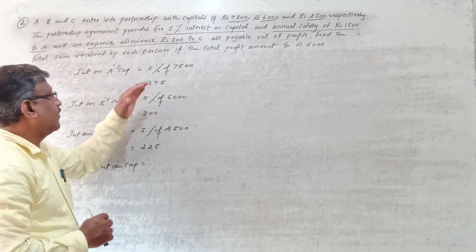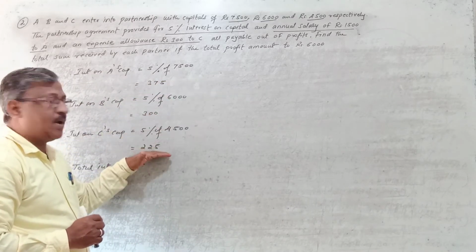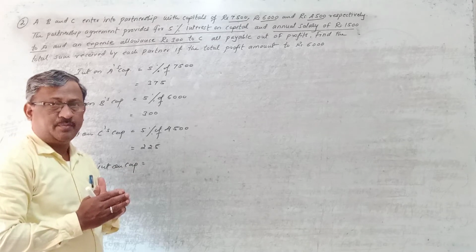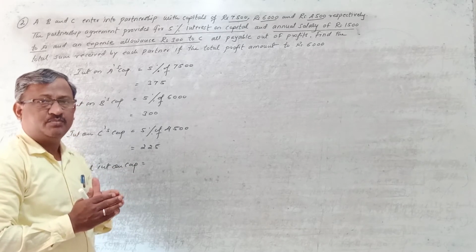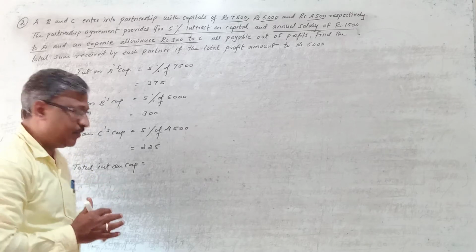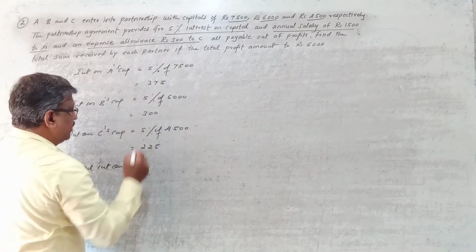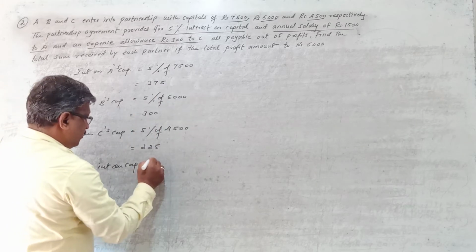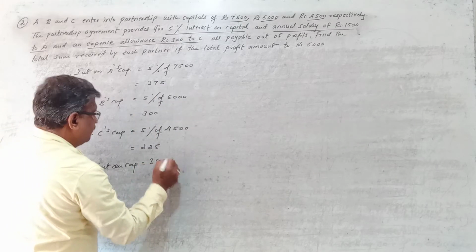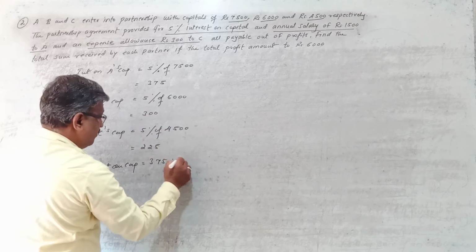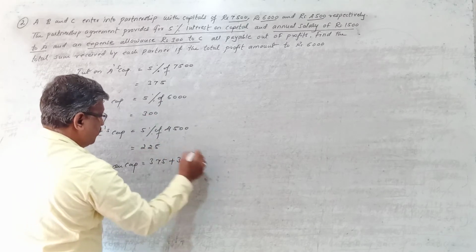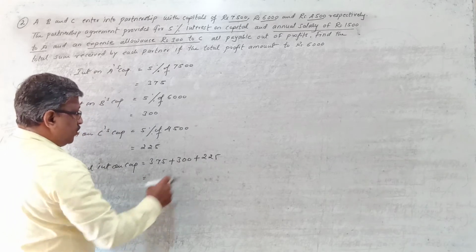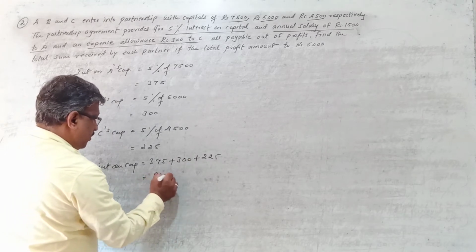So always after finding the interest on each partner's capital, you add the interest of each partner's capital, so you get the total interest. Means you will come to totally how much interest you have to pay from the profit. So let's add the interest on each partner's capital. It is 375, right? Plus it is 300 and plus it is 225 rupees. So it comes to 900 rupees.